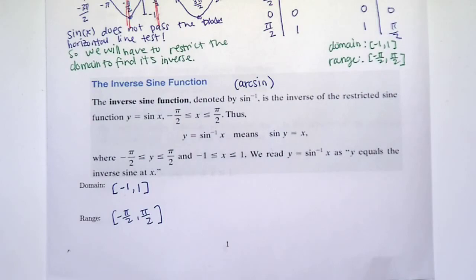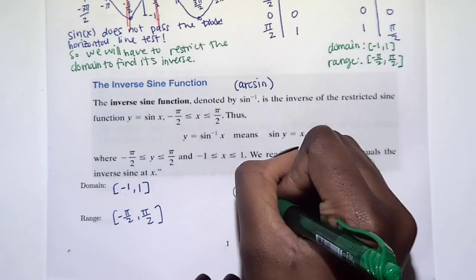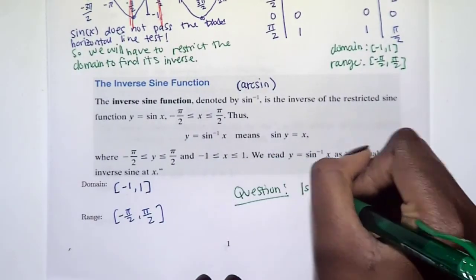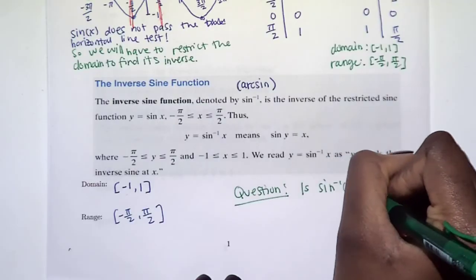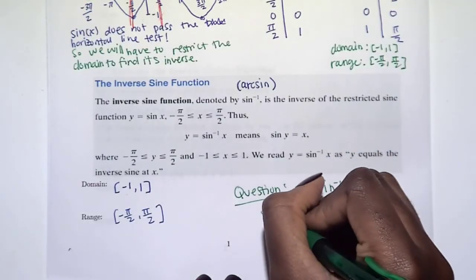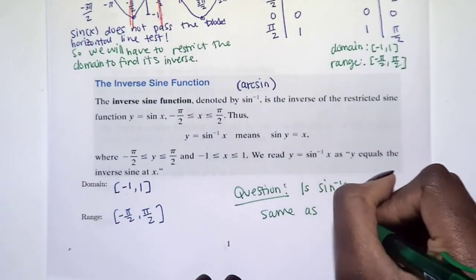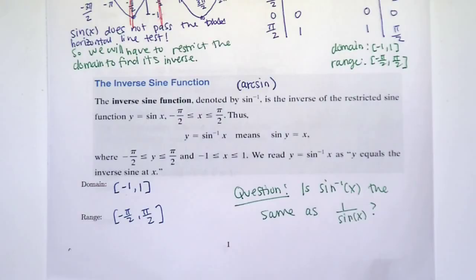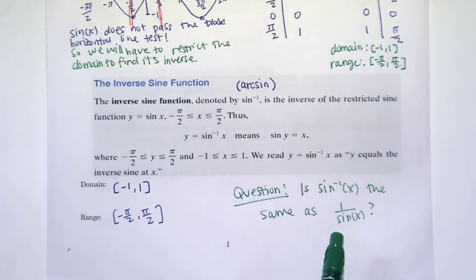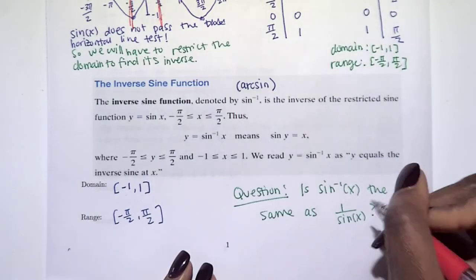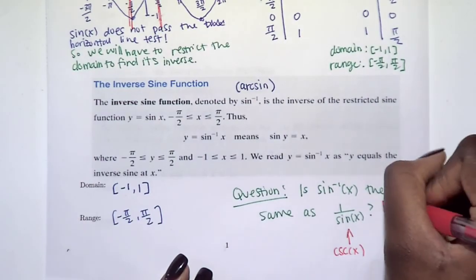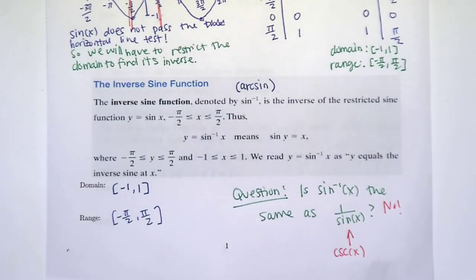So I do have a question for you. Is sine inverse of x the same as 1 over sine of x? Are these the same thing? Do they mean the same thing? Is this the same thing as the inverse of sine? Definitely not. This is the reciprocal. This thing is actually cosecant. So the answer is no. These two things are not the same.